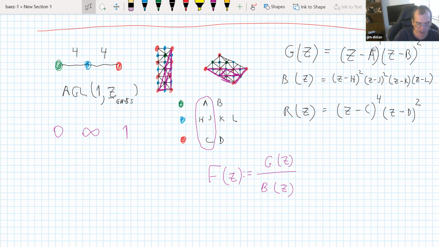The way I've got it arranged here, G and B and R are monic polynomials, but maybe the values of F at the red vertexes, instead of being 1, maybe they'll end up being some other constant, M or something like that. So, you know what I'm saying? M for multiplier. It's sort of like a Lagrange multiplier. I might need one more variable in the system, which I'll probably call M.